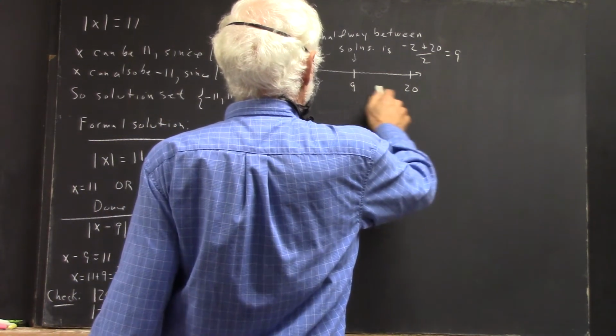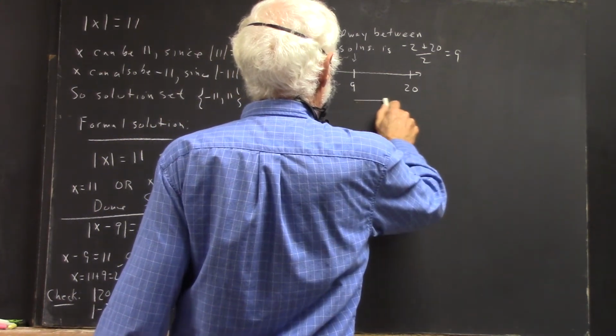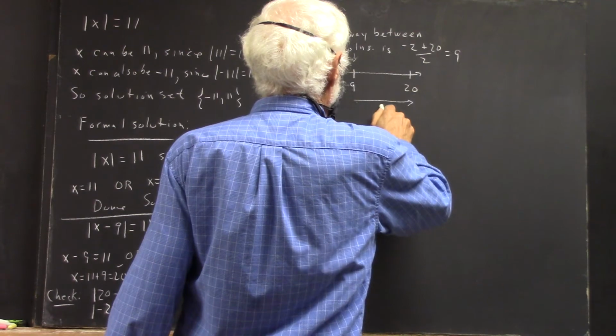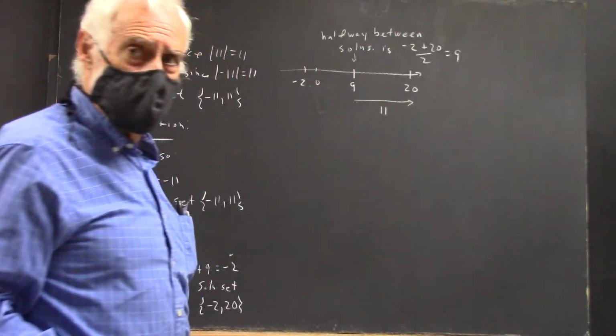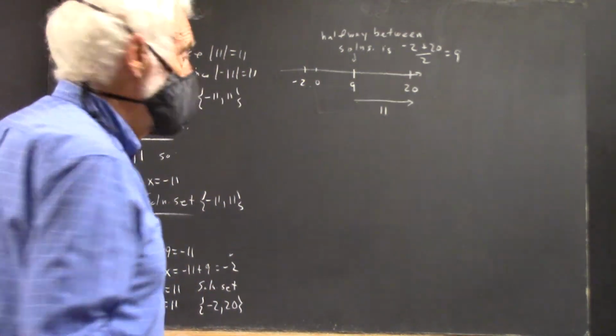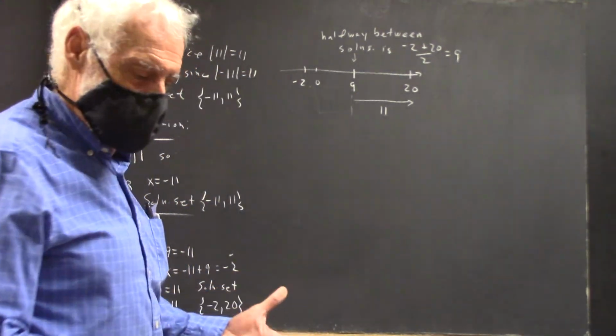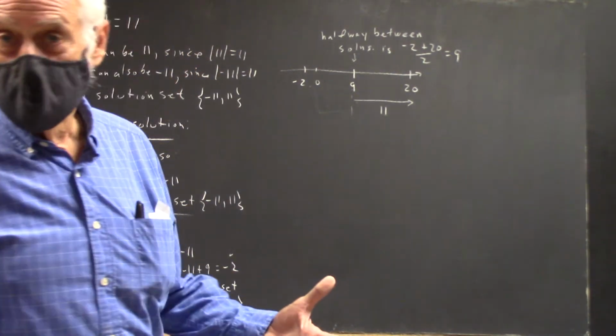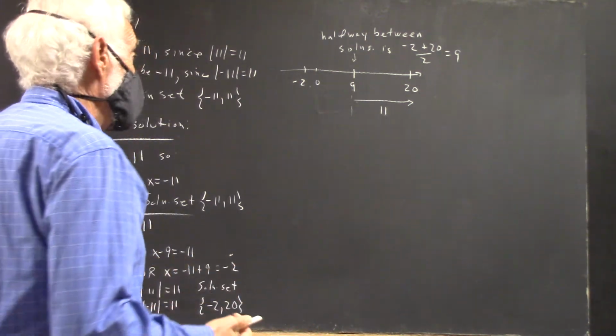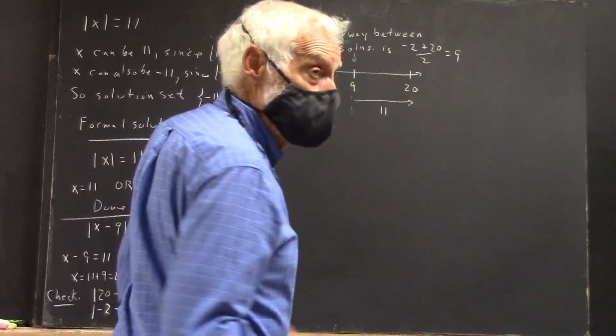Now how far is it from 9 to 20? Well, that distance is 11, isn't it? And you can count it on your fingers, if you've got an extra finger somewhere. Okay? Or you can subtract: 20 minus 9 is 11, right?